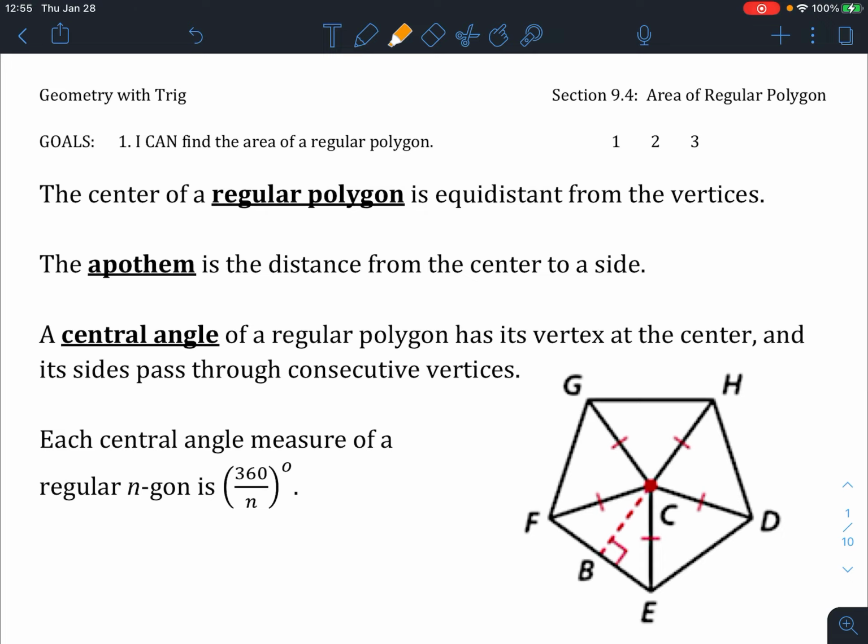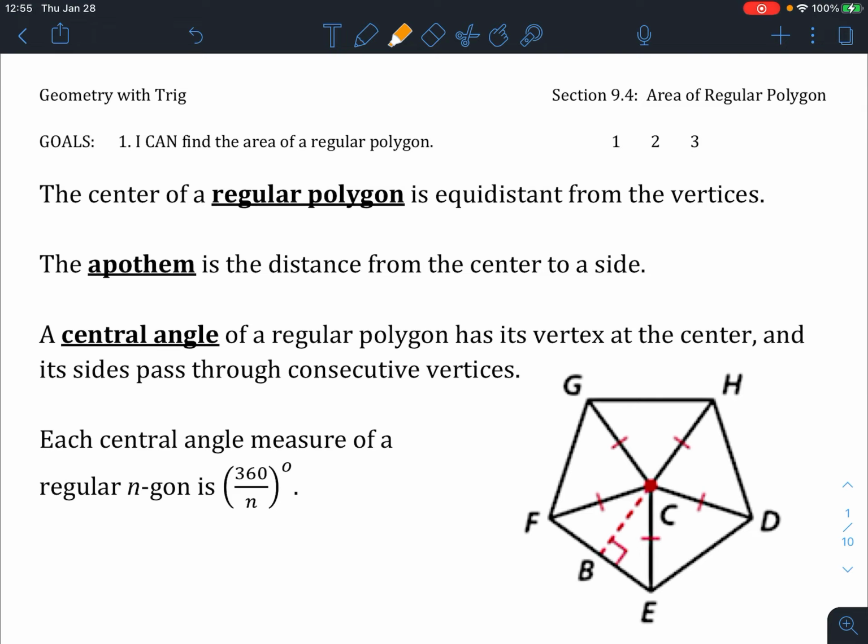The center of a regular polygon is equidistant from the vertices. So you see in the picture on there, C is the center, and it's the same length from all the vertices D, E, F, G, and H. The apothem is a distance from center to a side. So in our picture down there, CB is an apothem.